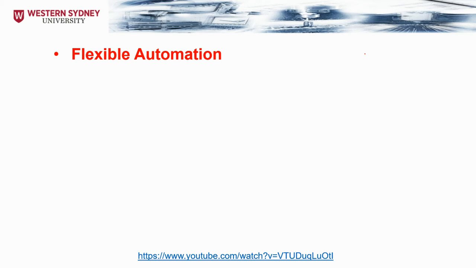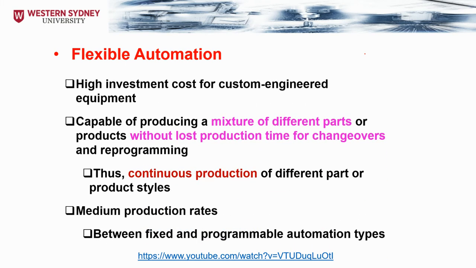The flexible automation, we said, is going to be an extension of the programmable manufacturing automation system. It's going to have a high investment cost for custom-engineered equipment, capable of producing a mixture of different parts or products without loss of production time for changeovers and reprogramming. Thus, we are going to have a continuous production of different parts or different product styles, with medium production rates between the reprogrammable and the fixed automation.